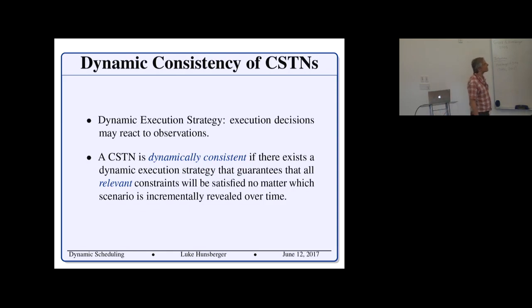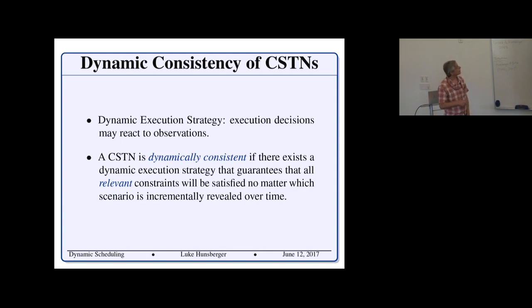Now, the literature on CSTNs uses the term dynamic consistency, but you can think of it as dynamic controllability, just in a different context. It's the same general idea. It's dynamically consistent if there exists a dynamic execution strategy that guarantees that all relevant constraints will be satisfied no matter which scenario is incrementally revealed over time. So it's the same idea as in an STNU, that the strategy can react to things that it's seen already, and you want to be able to satisfy all the constraints, no matter how the uncertainty is resolved over time. It's just a different kind of uncertainty.